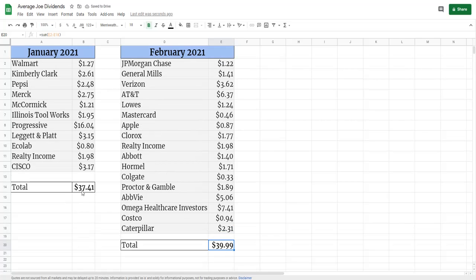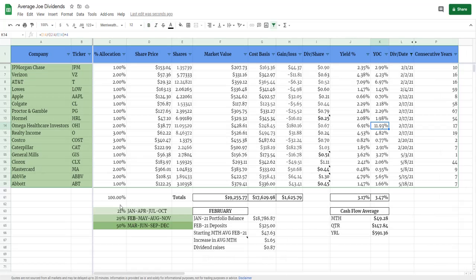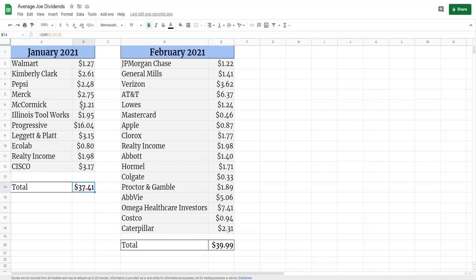So we beat the dividends in January, which we should be able to do because this has 8% more in this month. But January was really boosted because Progressive paid an annual dividend, which is very large. So in April, the dividend for Progressive is going to be a lot lower. So hopefully, with buys and things like that, we can make it close to 37.